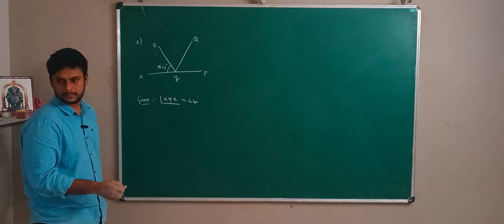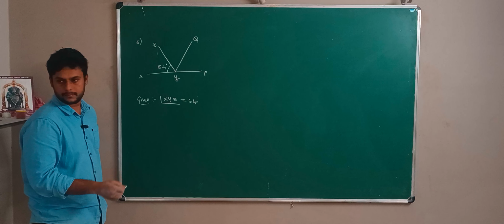If YQ bisects. See here. First, this angle is equal to 64 degree. Then XY is produced to P. Then YQ is dividing this angle. YQ is dividing ZYP. If YQ is dividing ZYP, this angle and this angle will be equal. Find angle XYQ and reflex angle QYP. Angle XYQ is equal to question mark and reflex angle QYP is equal to question mark.